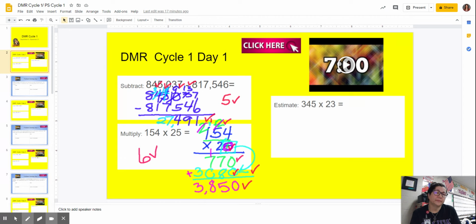Okay, grab my dark blue again. So this is estimate. Now when we estimate, we're trying to make math easy. We're going to look for the largest place value they have in common, and in this case, it happens to be the tens place.